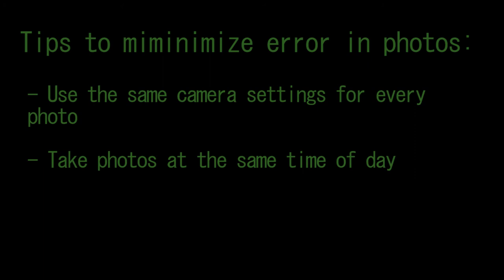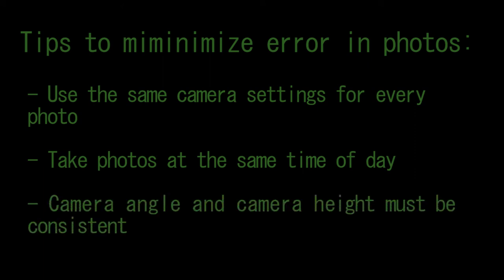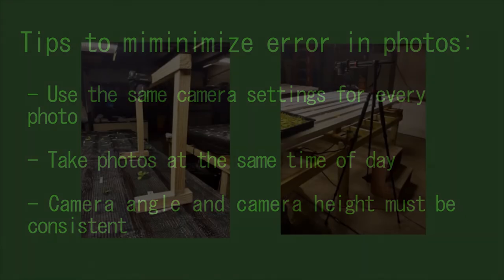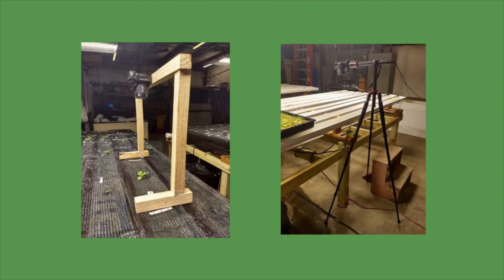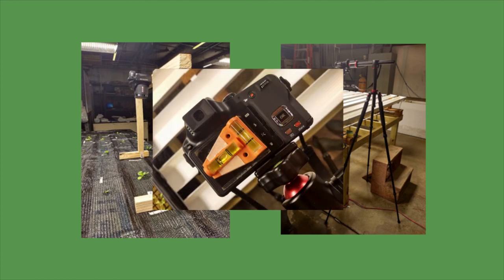Most importantly, make sure that the distance from the plant to the camera lens is the same for each photo. You can do this by using a tripod or a camera stand. You can place a small level on your camera to ensure that your camera angle is perfectly aerial.